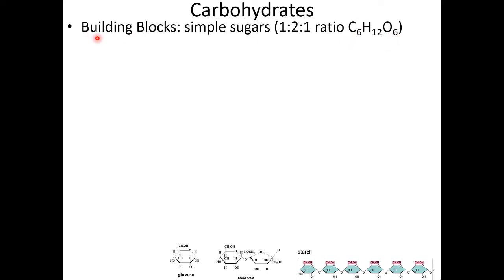Okay. So you look at carbohydrates, their building blocks are what we call simple sugars. This is a good example of a simple sugar down here. This is glucose. Okay. Sugars typically come in hexagons or pentagons.